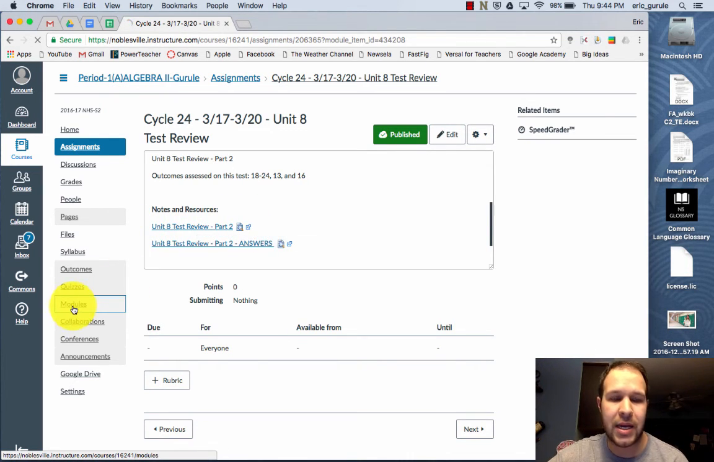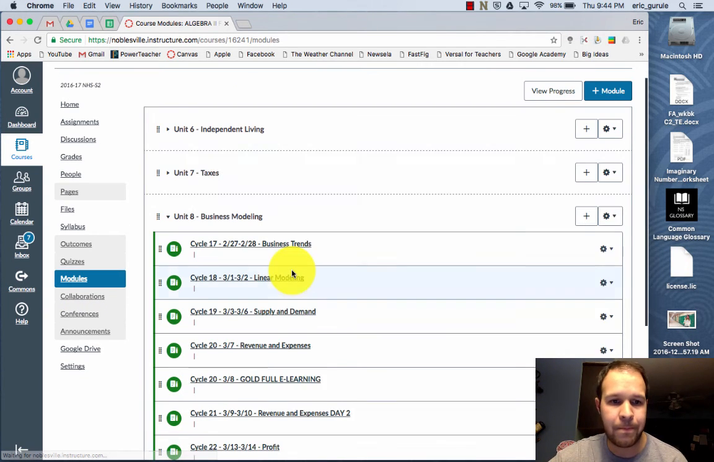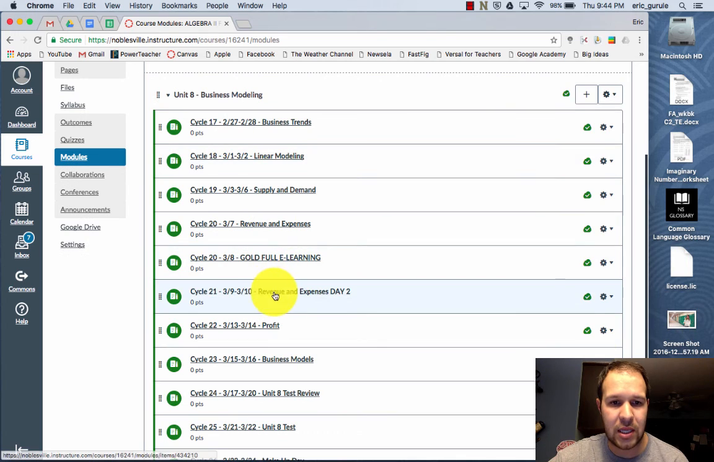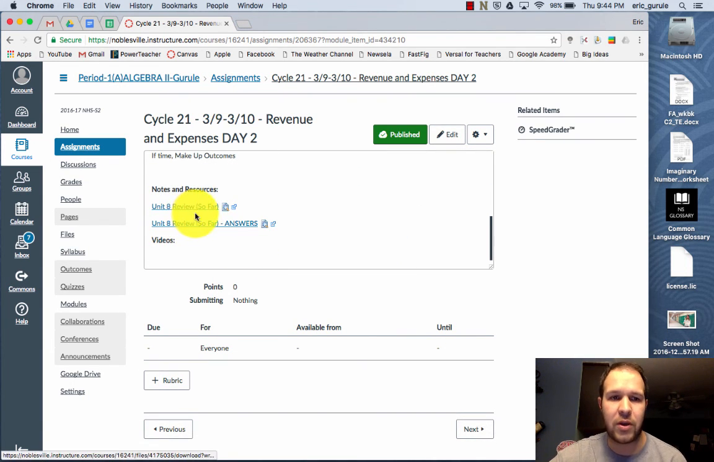But if you go back and go to cycle 21, you'll see it's under revenue and expenses day 2. You'll see in cycle 21 that there is the review of unit 8 so far, also with answers. So that's what you're doing today.